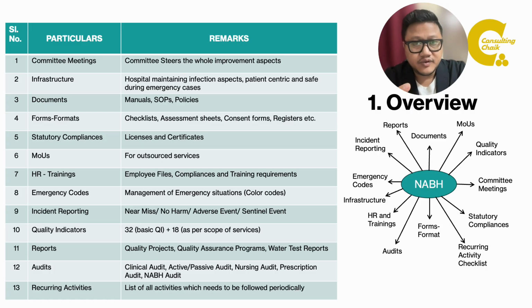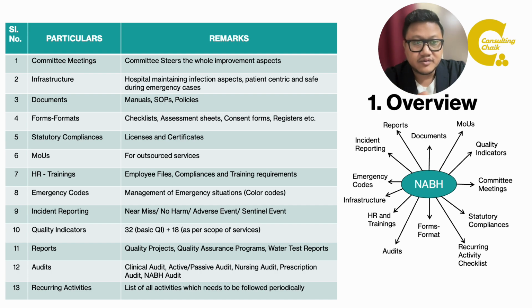Documentation: you have manuals, SOPs, your policies. And then for forms and format, you have checklists, certain assessment sheets, consent forms, registers, those documents where you need to write, the running documents. Then your statutory compliances: your licenses and certificates that you need to upload while you apply for NABH. Then comes MOUs. MOUs for outsourced services that you take, like housekeeping, security, etc.